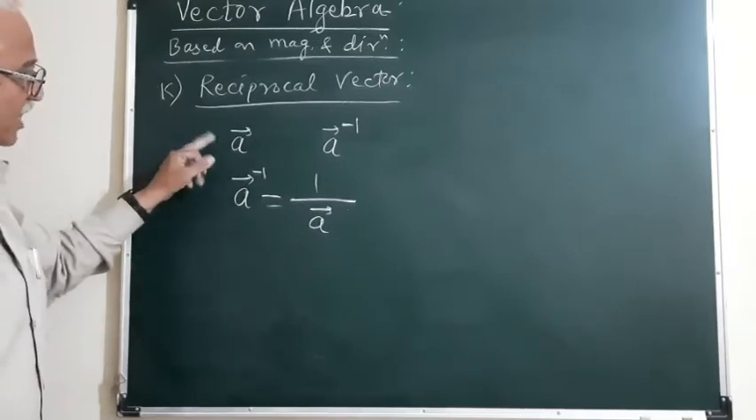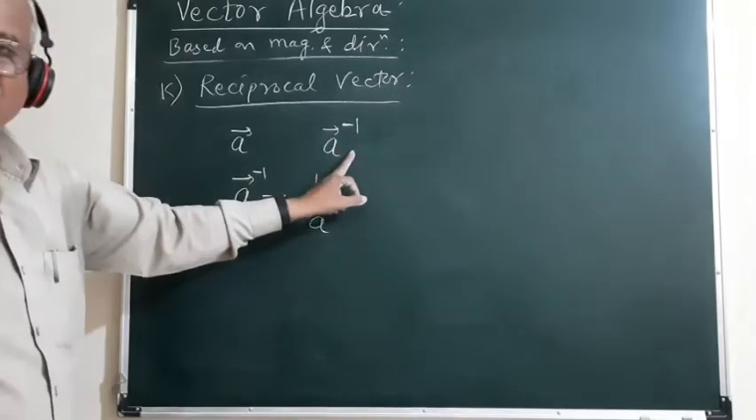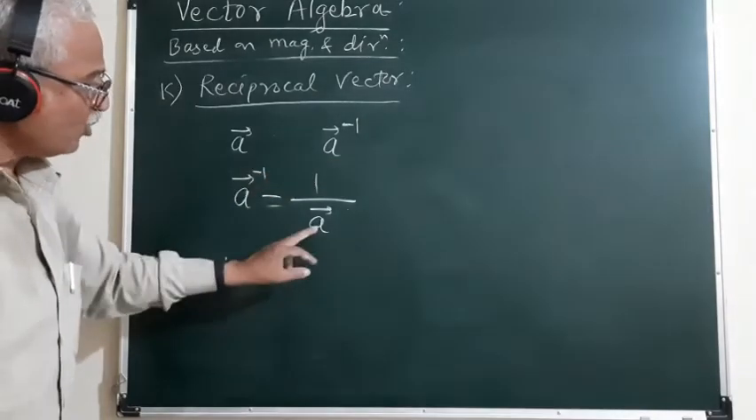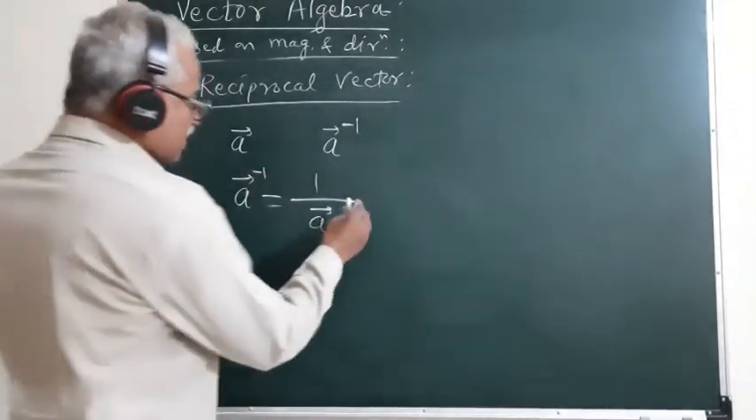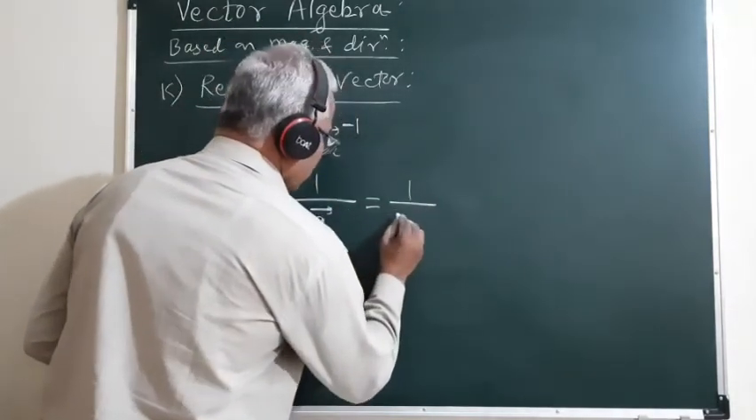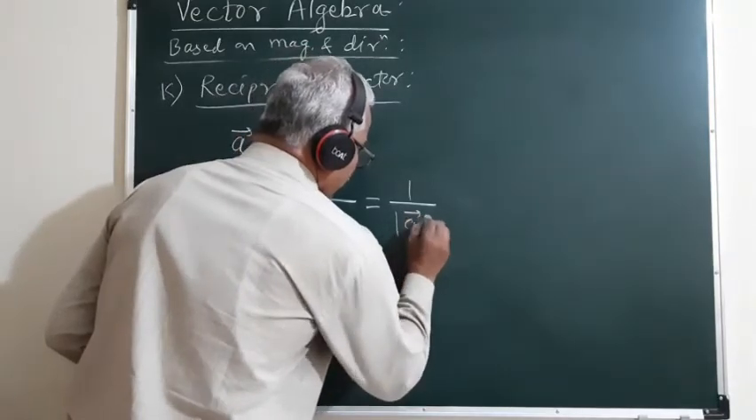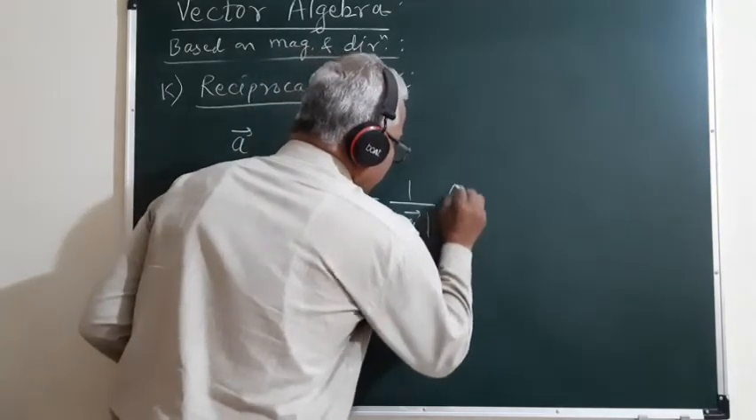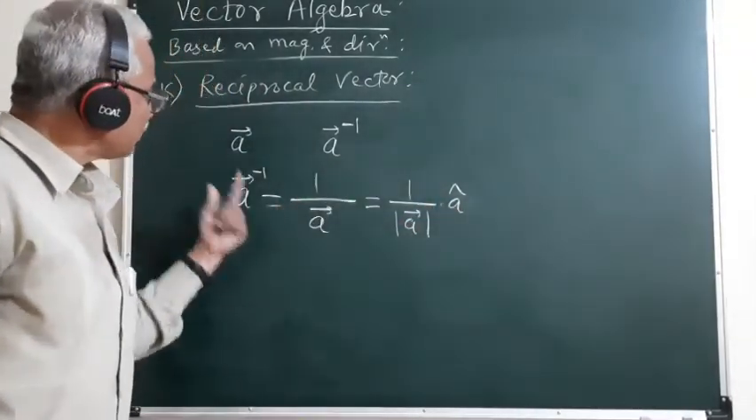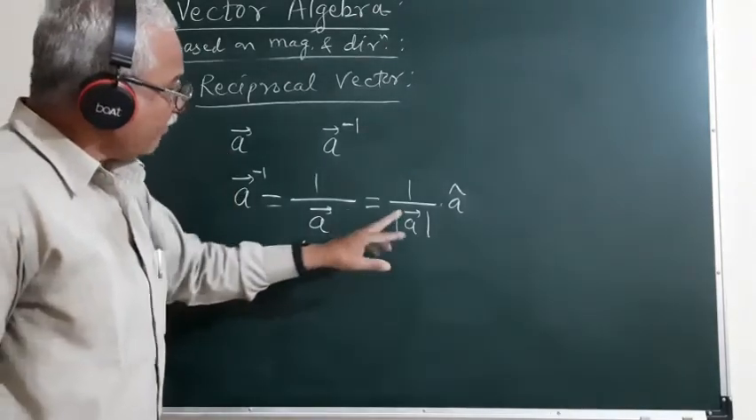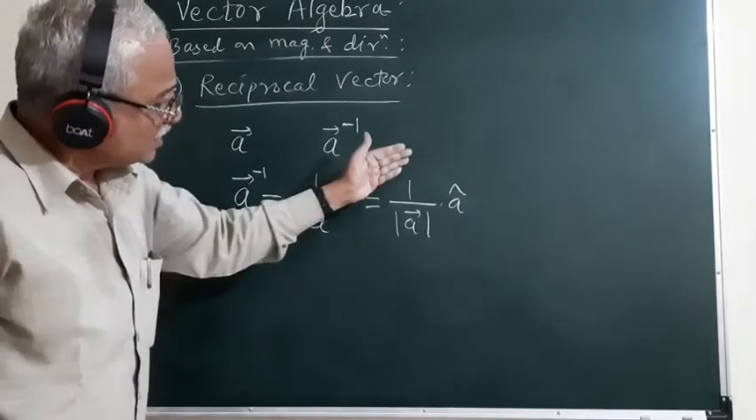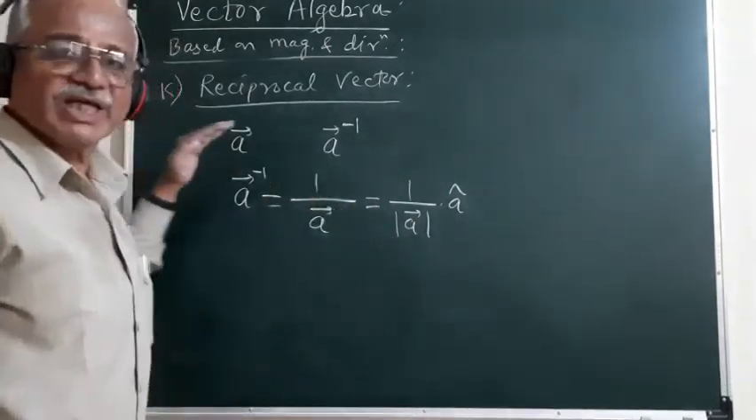So if we have a vector A bar, then its reciprocal vector A bar inverse is expressed as 1 upon A bar. Or this can be expressed as 1 upon mod A bar into A cap, where A cap is the unit vector in the direction of the vector A bar, and the magnitude of this reciprocal vector is found to be equal to the reciprocal of the magnitude of the given vector.